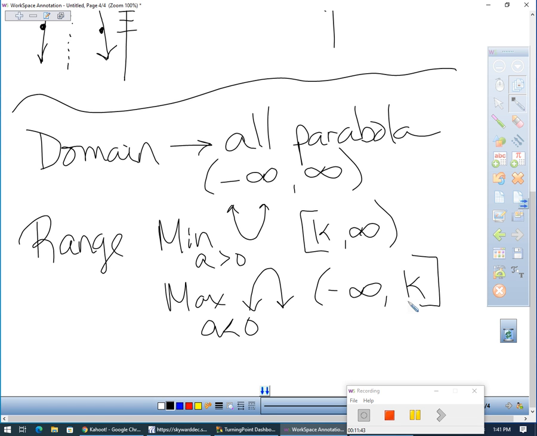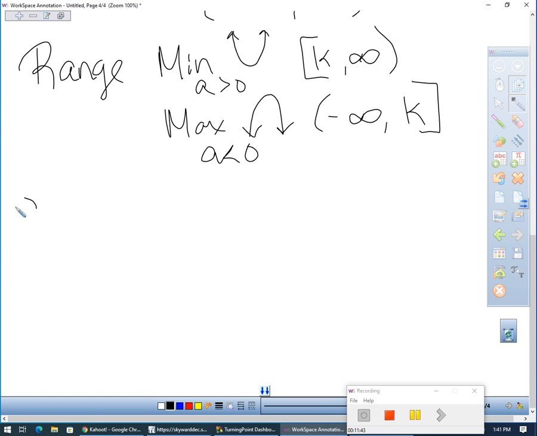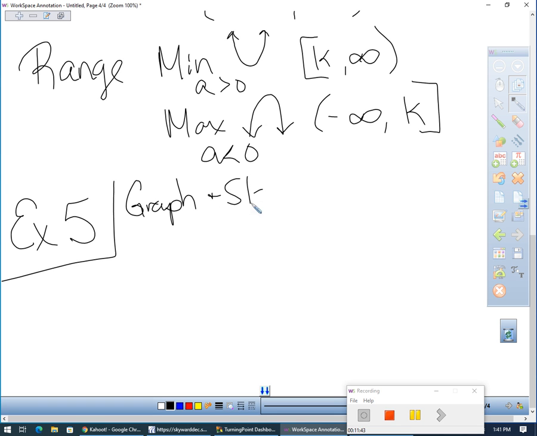So the very last 4 problems on your worksheet, it's going to ask you to graph, which we've already done. State the domain and range. Okay? So here's our last example. What number am I on? 4, 5? 5? Okay. Example number 5. All right, graph and state domain and range.